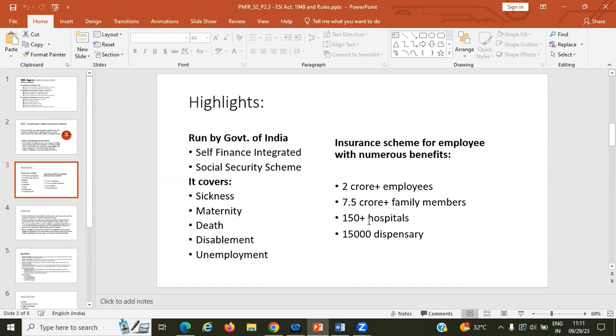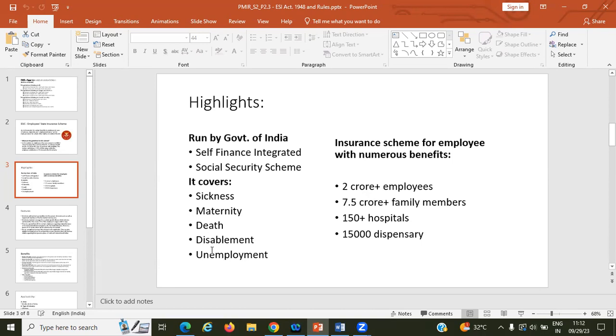There are 150 hospitals across the country covered under this, where you can go, get treatment, and get the money reimbursed. And 15,000 plus dispensaries are included in the ESI. These are the numbers. This number of employees, family members, hospitals, and dispensaries are included in the ESI.